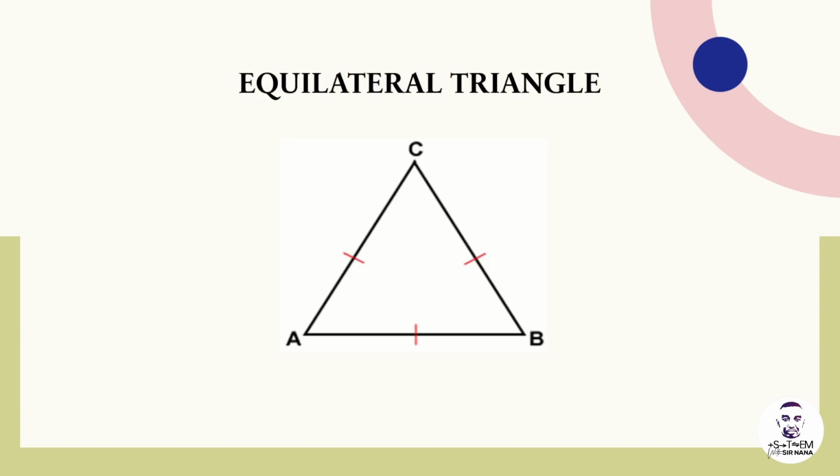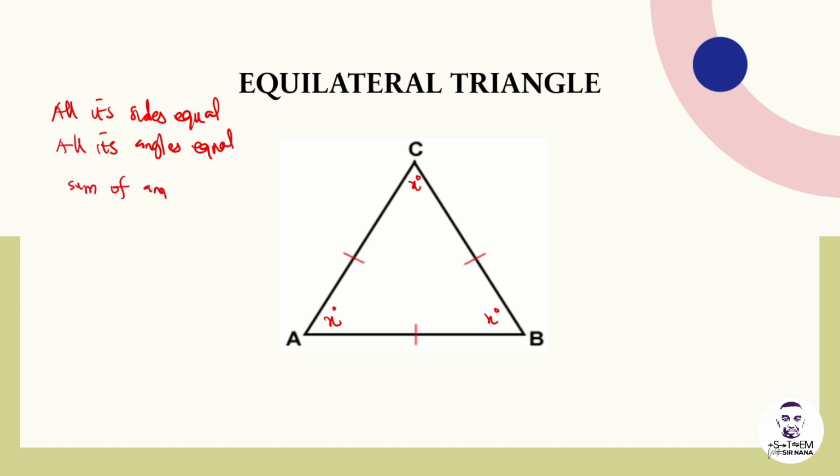So first we have the equilateral triangle. And when we talk about an equilateral triangle, we are talking about triangles that have all its sides equal, right? And then since it has all its sides equal, it will have all its angles equal. So that implies that if this side is x degrees, this side will be x degrees, and this side will be x degrees.